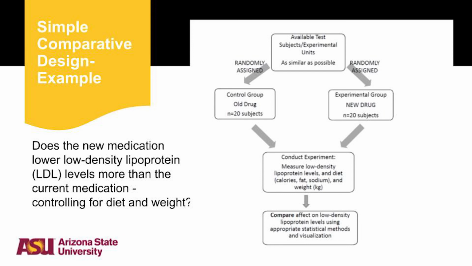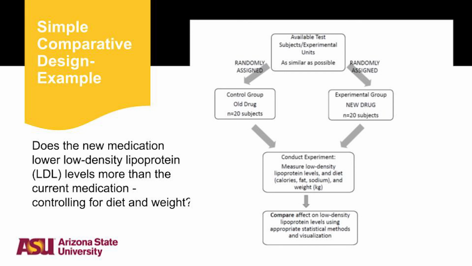Our factor of interest would be the drug, and we're going to split that factor of interest into a control group, the old drug, versus the new drug. And then the last statement states controlling for diet and weight. Those are those other factors that the student identified as potentially affecting your dependent variable that they're going to measure.